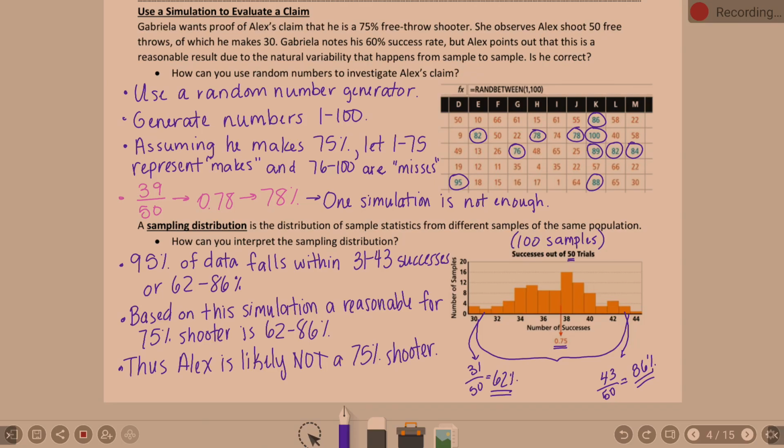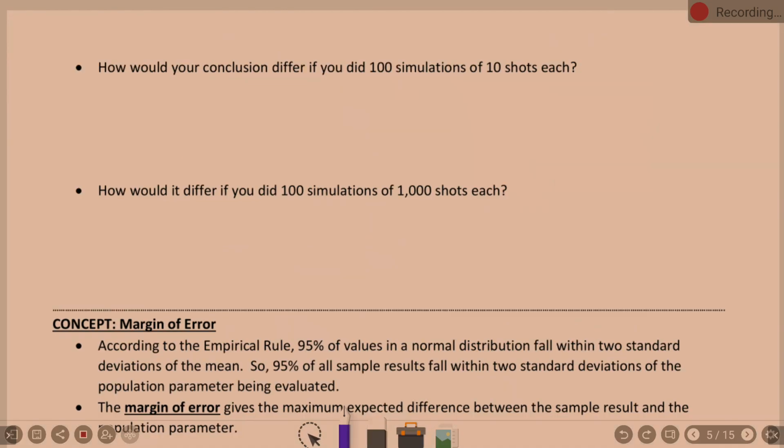Okay, next page. If you look at the top of the next page: how would your conclusion differ if you did 100 simulations of 10 shots each? So what did we have last time? We had 100 simulations, but it was 50 shots. So the difference is 10 shots. We don't know exactly what the results will be, but what's different there? There are fewer shots. So what's that going to say about the data in general?